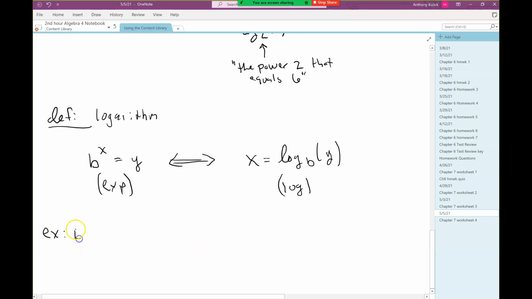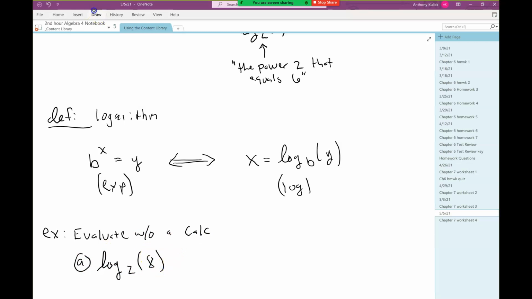For example, we can use this definition to evaluate logarithms. If I want to know log base 2 of 8, I can imagine that this is equal to x, and convert this into the exponential form. The b is the subscript, so that's going to be the base of my exponential.